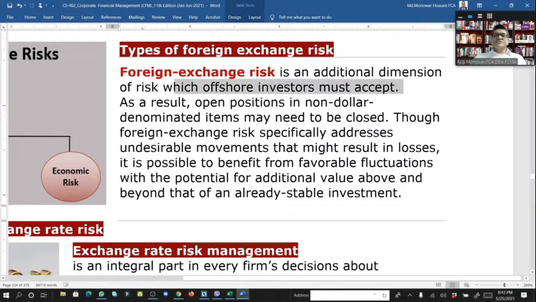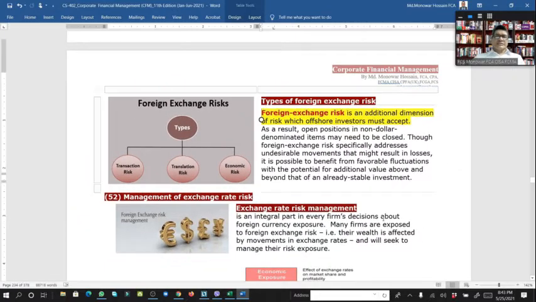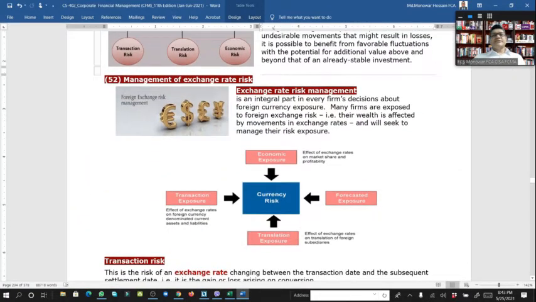That means investors have to accept it. As a result, open positions in non-dollar denominated items may need to be closed, etc. So this is the foreign exchange risk. So, managing the foreign exchange risk.